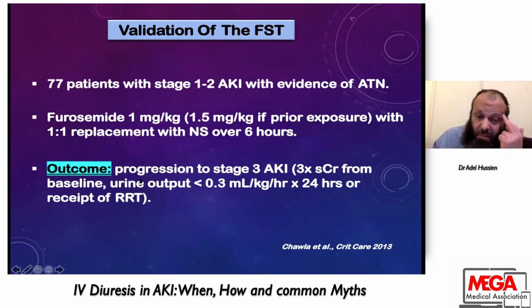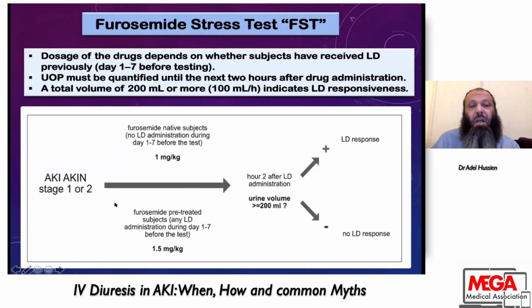The outcome was the progression to stage 3 of AKI. How did they define it? A tripling, or 3 times increase, of serum creatinine from baseline, a drop of the urine output to less than 0.3 ml per kg per hour for 24 hours, or the patient received renal replacement therapy. So this was the furosemide stress test concept.